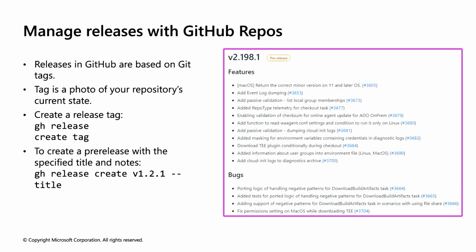Managing releases in GitHub is all about organizing and sharing the progress of your project in a clear, trackable way.